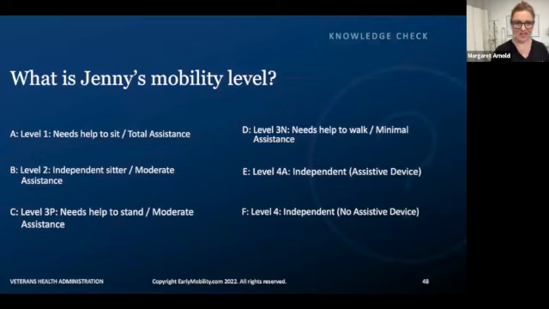This one's another tricky one, isn't it? Because the medical goal is sitting up. The doctors do not want Jenny to stand or walk today. So the mobility level that you're going to screen her to is level 2. She is an independent sitter.